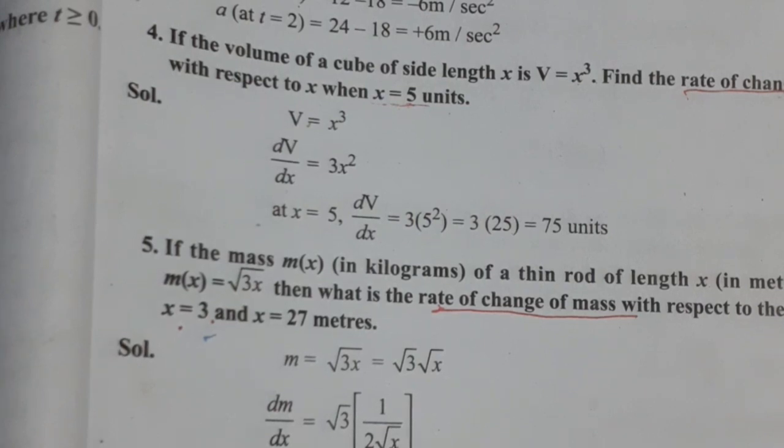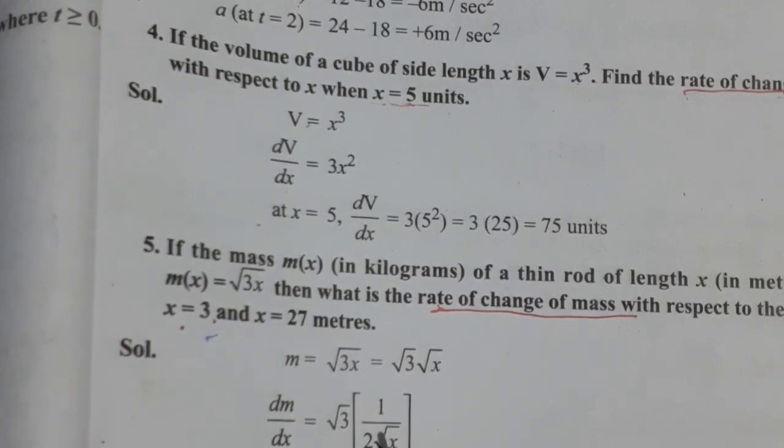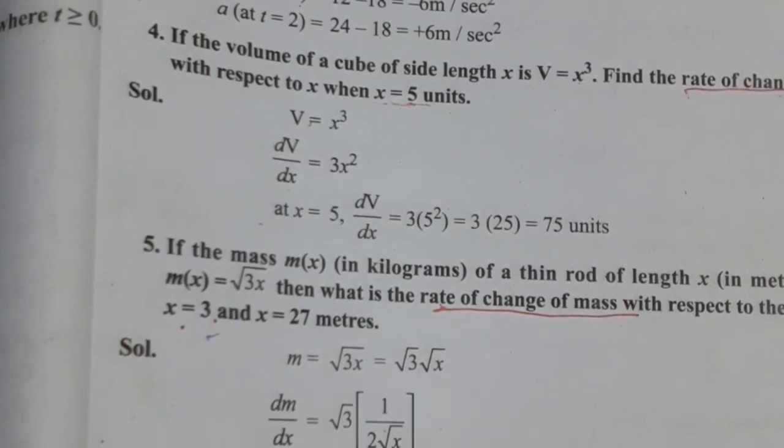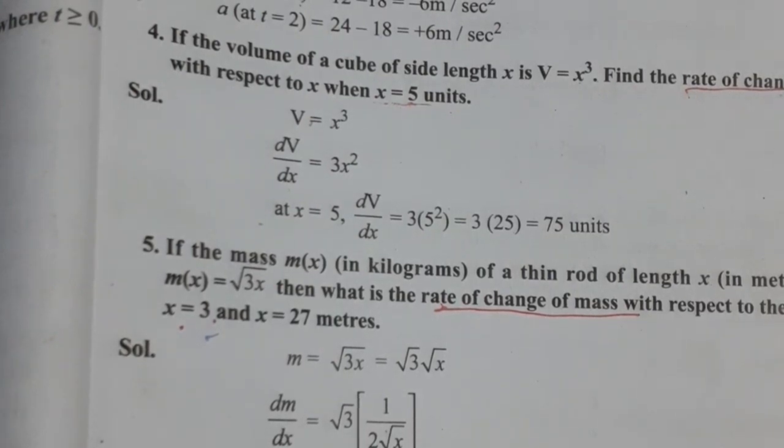Again dm by dx means what? Rate of change of mass at x is equal to 27. So instead of x we substitute 27. For this question, dm by dx is root 3 into 1 by 2 into root 27. Root 27 is 3 into root 3. After taking the square root, we get 3 into root 3. Root 3 cancels. We get what? 1 by 6 kilogram per meter.